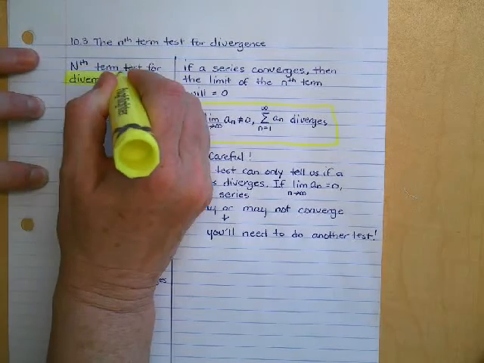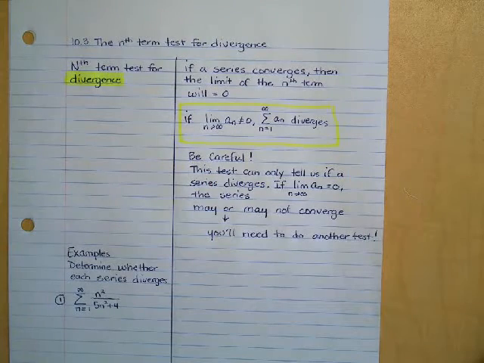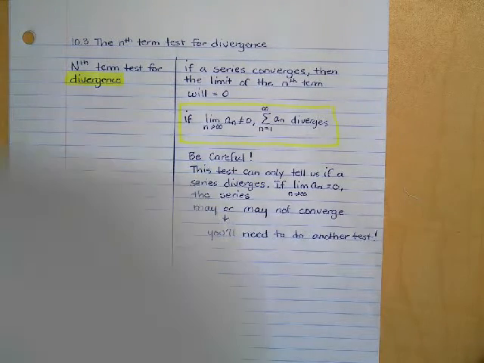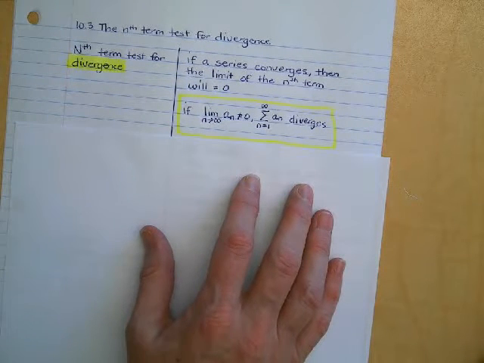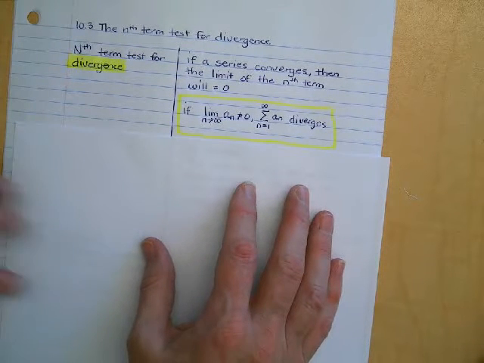And that's going to be important because as we go through these, some of them will tell us that it converges, but this one doesn't tell us that it converges. Okay, so you got to keep that in mind. All it does is tell us if it diverges. If it doesn't diverge, we don't know for sure that it converges.